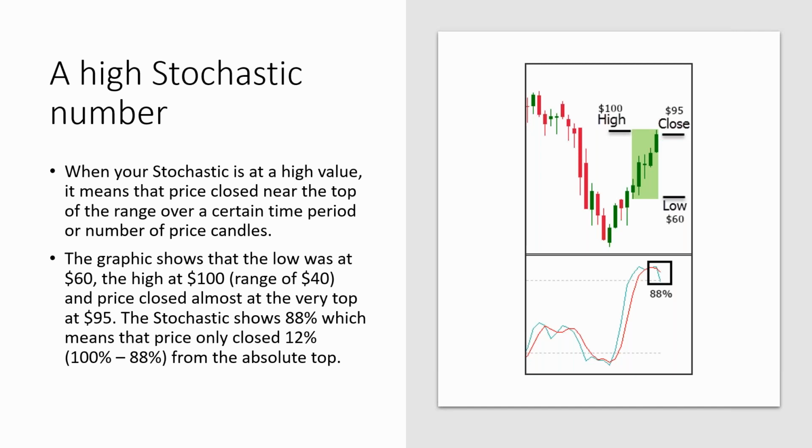So when your stochastic is at a high value, it means the price closed near the top of the trading range. So when stochastics gets higher and higher above the 80 line, it's telling you that the market is trading at the top of its trading range. When it's trading below 20, it's trading near the bottom, or the lowest, of its trading range.